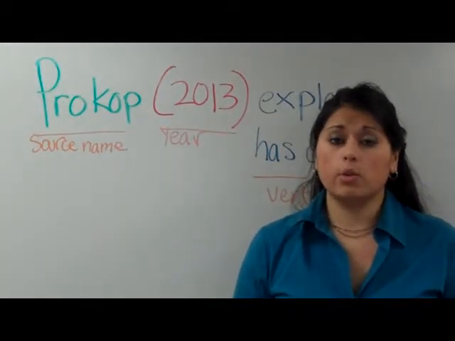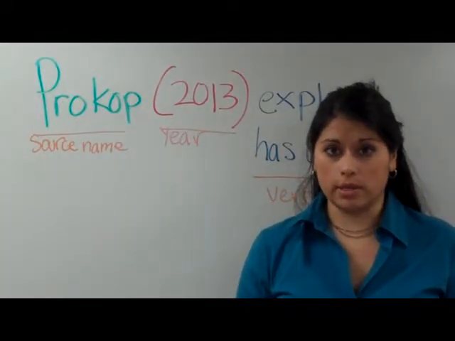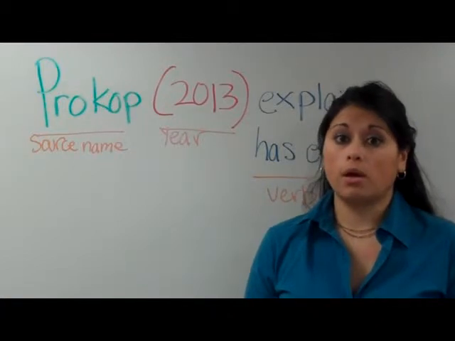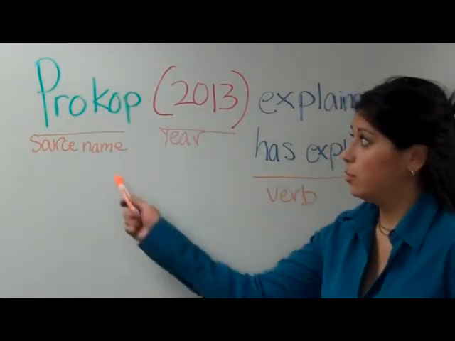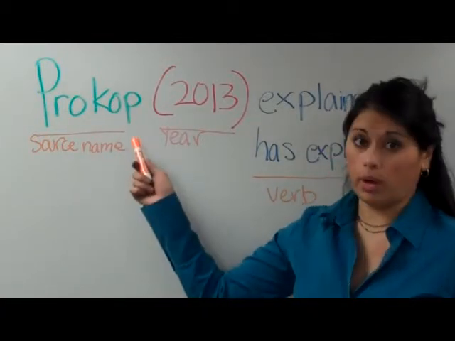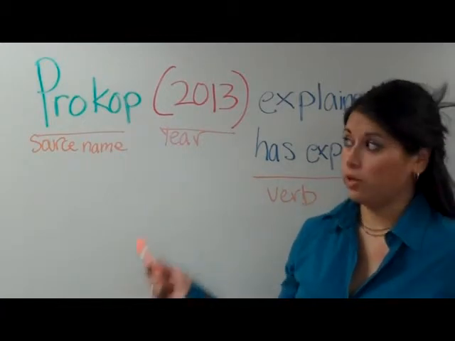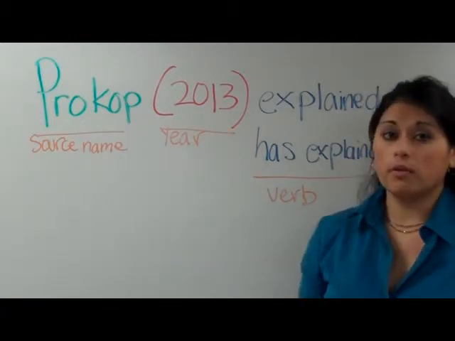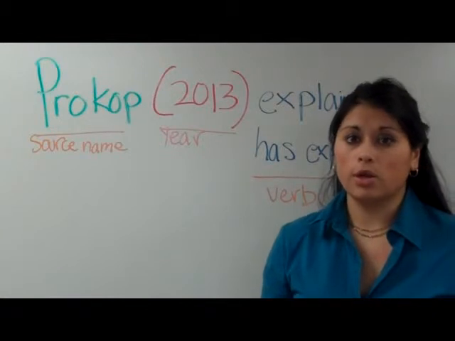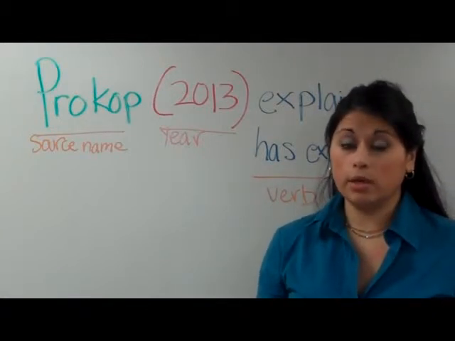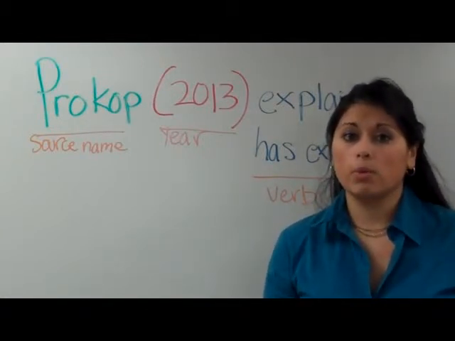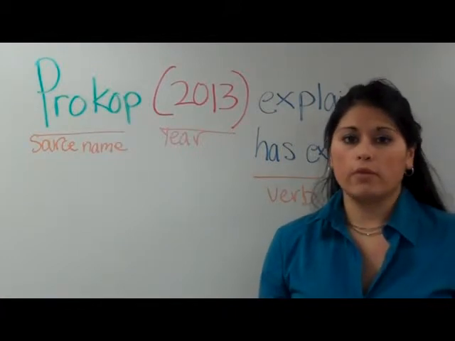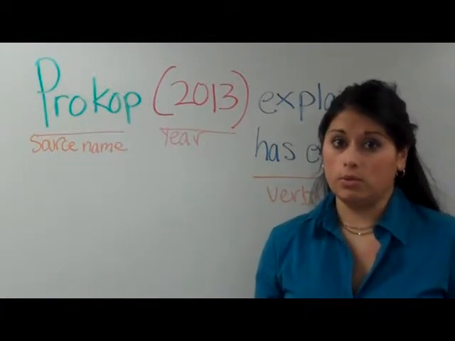The next thing that you're going to want to do when you're writing out your signal phrase is incorporate the actual name of your source. Here, you can see I've used my last name, Prokop. The next part of the signal phrase is including the date of publication, the year of publication, whenever your source was released to the internet, whenever it was published in a book, whenever it was published in a journal, whenever that came out, that's the year that you need to use.